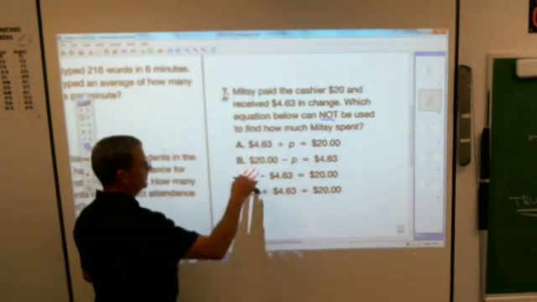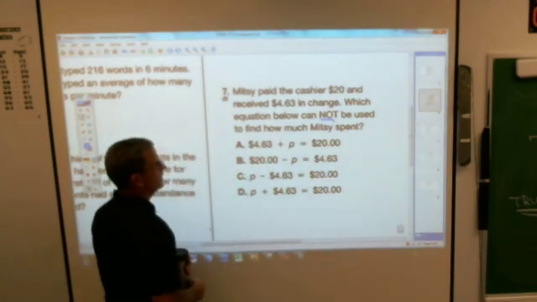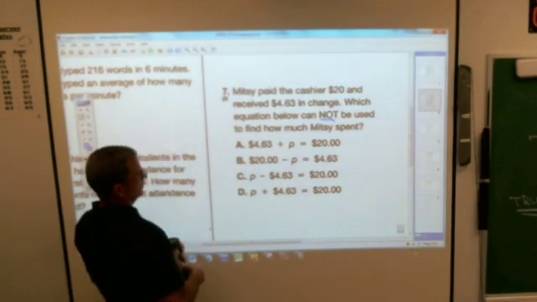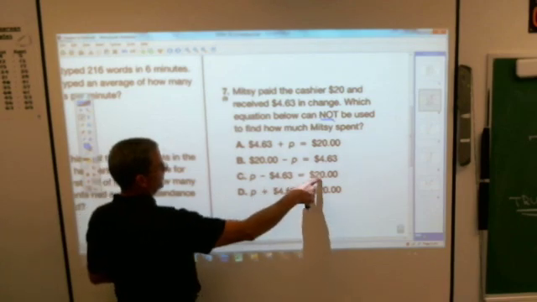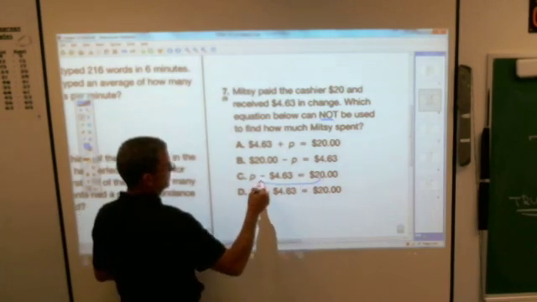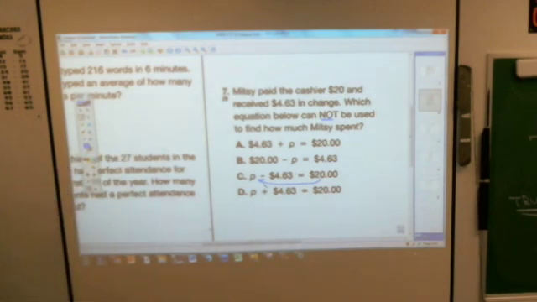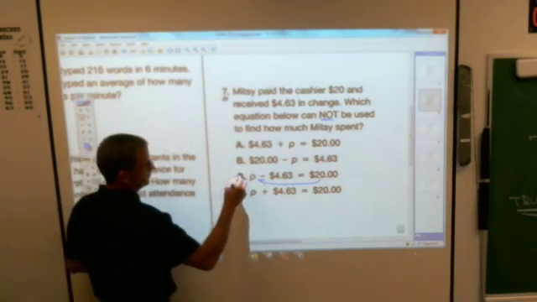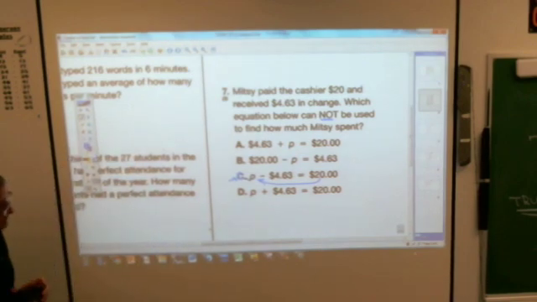You know this is going to give you the right answer because you're starting with $20 and getting $4.63 in change. Right? Which equation cannot be used? What's going to be the answer to this one? This one would give you $24.63, which was incorrect, right? Yes. But you can't add those together.